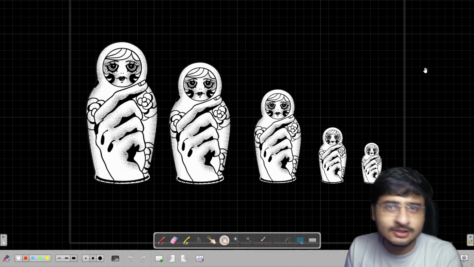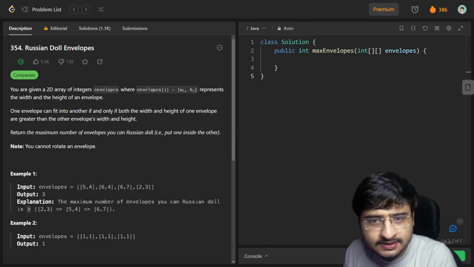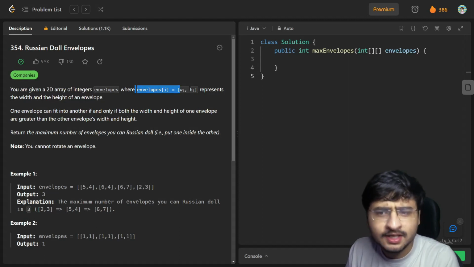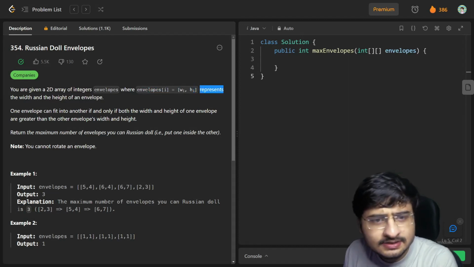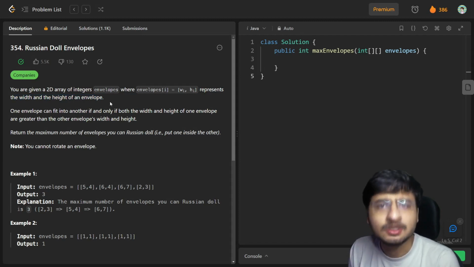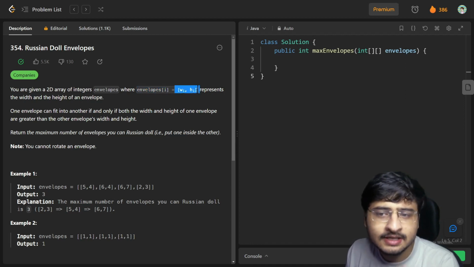So let us get right into the problem statement and see what the problem is saying. You are given a 2D array of integers envelopes where envelopes[i] = [width_i, height_i] represents the width and the height of an envelope. So they are giving us envelopes, and you can of course imagine an envelope of rectangular shape. They are giving us n envelopes, and for every envelope, they are giving us the width and the height of that envelope.